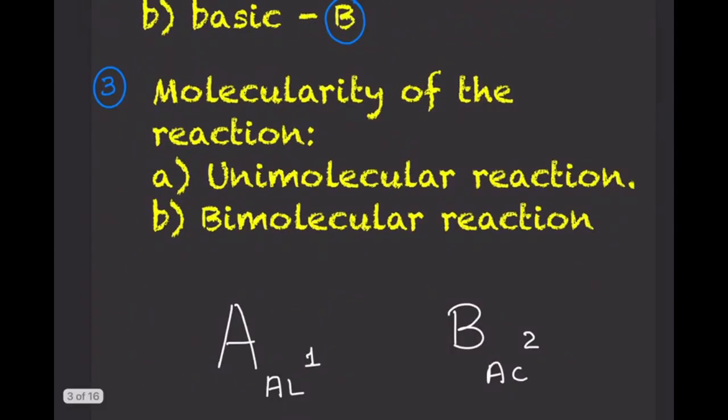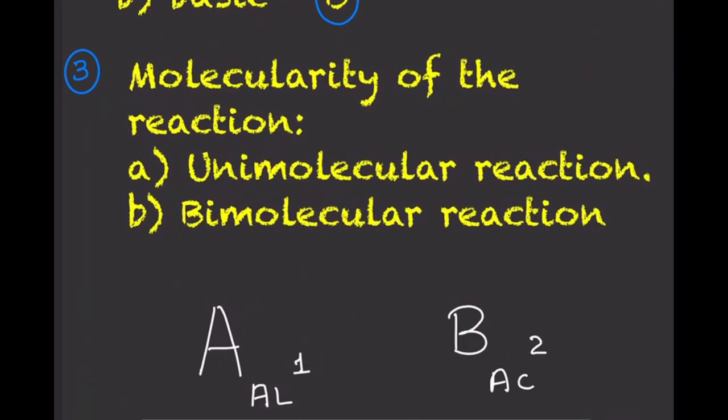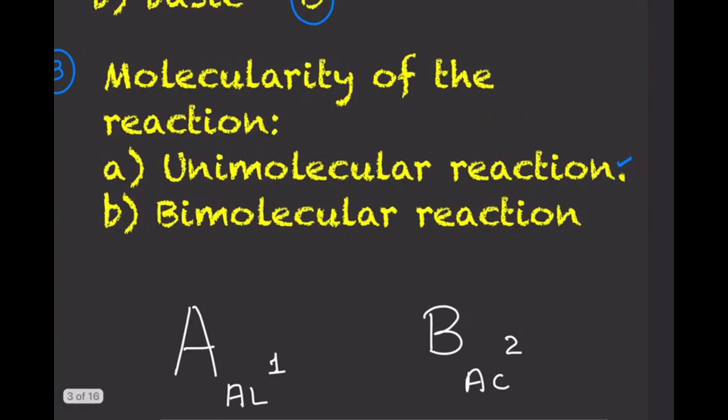The third point to be considered is the molecularity of the reaction. I assume that you have all already studied kinetics. Molecularity of the reaction here is of the RDS, that is the rate determining step, the slowest step in the mechanism. If only one molecule is involved in that step, then the reaction will be termed unimolecular and 1 will be used to symbolize it. If 2 molecules are involved in the slowest step, then 2 will be used in the symbol and the reaction will be termed a bimolecular reaction.